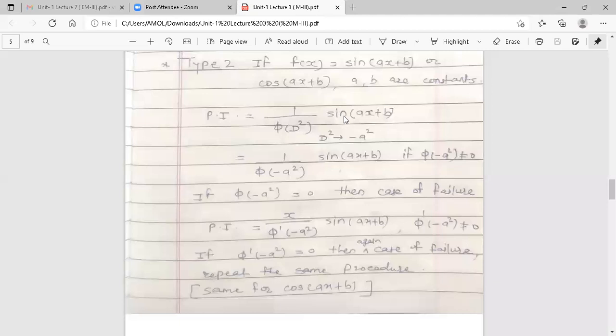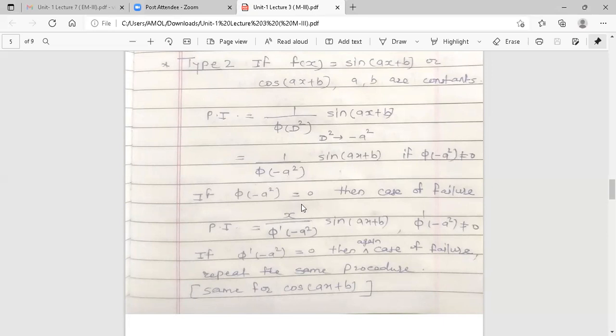So when there is a sine of (ax plus b) function, in that case we always replace D square by minus a square. We replace only the terms of D square and not of D. Remember that we always replace the term of D square by minus a square when there is a sine function. So the next term will be 1 upon phi of minus a square into sine of (ax plus b). And the condition is that phi of minus a square must be non-zero. The denominator must be non-zero.